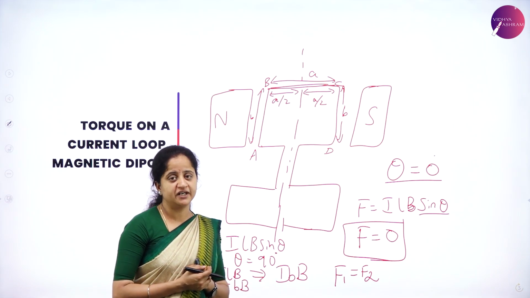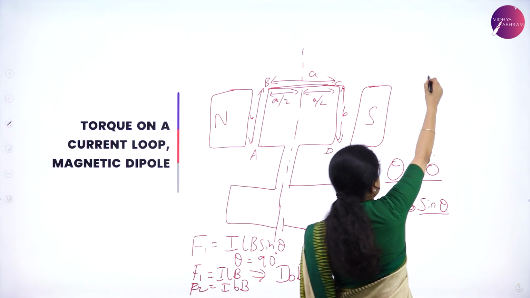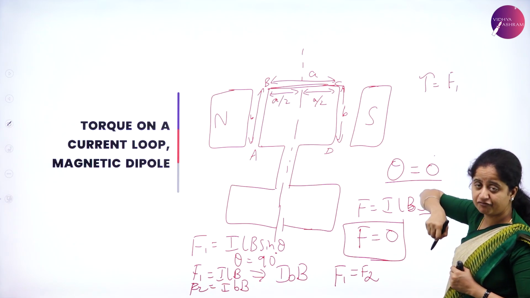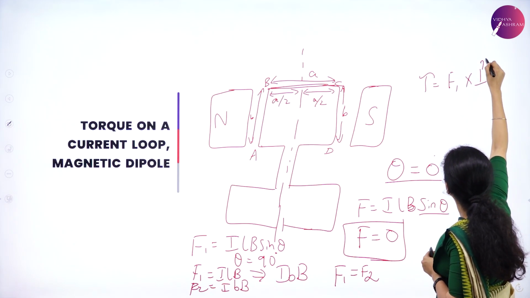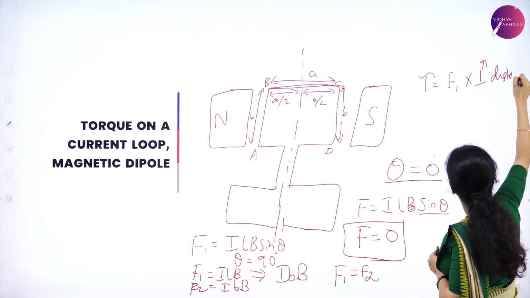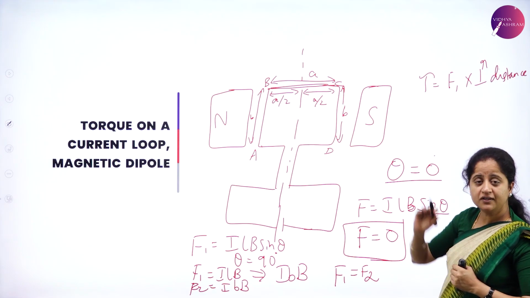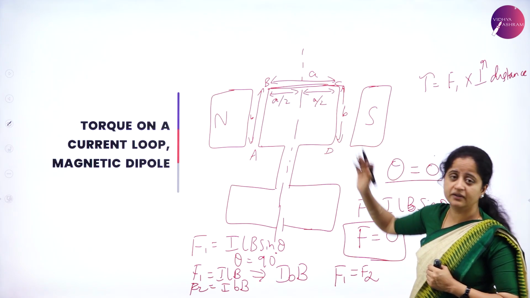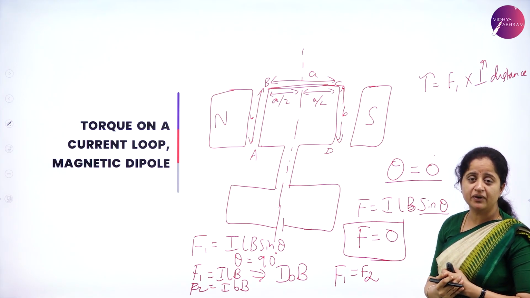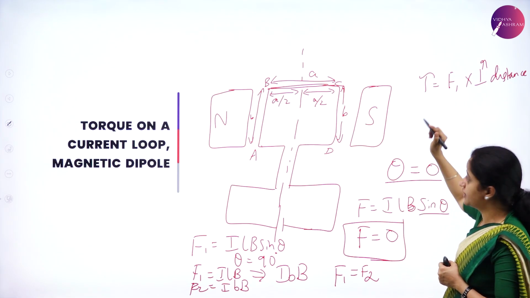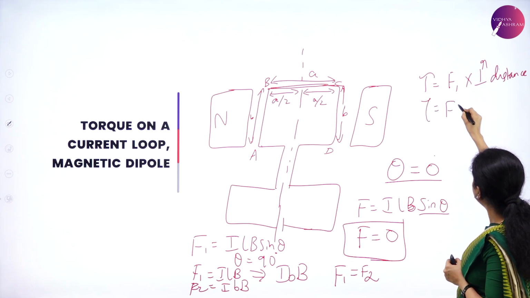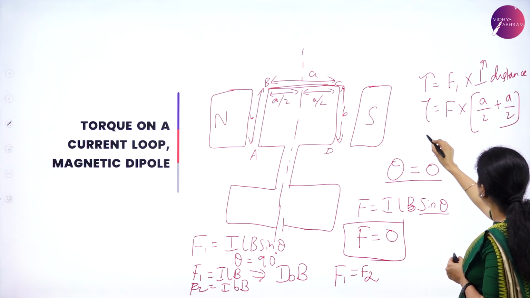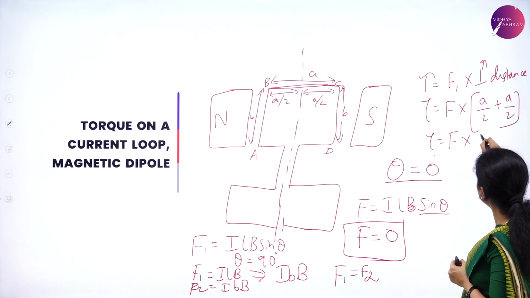So generally how to find the torque? The torque is generally calculated as tau is equal to the magnitude of either of the forces, that is, I'll take it as F1 into the perpendicular distance. What is this perpendicular distance? We have a perpendicular distance to this side, that is a by 2, which means the sum of a by 2 and a by 2 gives us a. Let us substitute, that is tau is equal to F into a divided by 2 plus a divided by 2, or tau is equal to F into a.